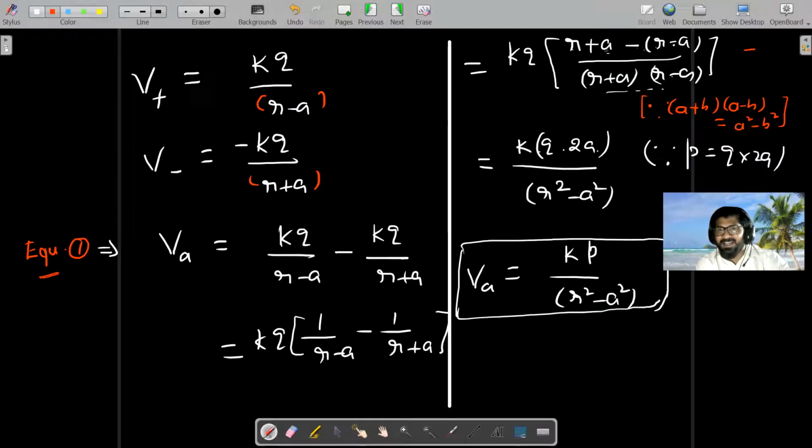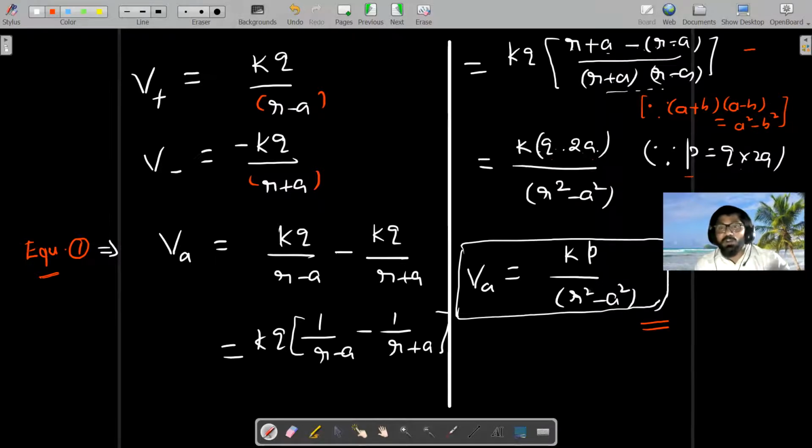If you simplify this, you will get r plus a minus r minus of minus plus a. So minus r plus r gets cancelled, and you get 2a. Further you can write it as kq into 2a. But q into 2a is nothing but the dipole moment. So let us replace this q into 2a with the dipole moment p, and we will write it as kp by r square minus a square. This is the expression for potential at any point on the axial line.